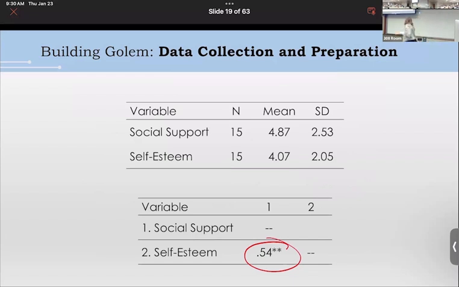Do you have a marker? Oh, there. If you're online, I want you to write 0.54 down. We're just gonna remember that.